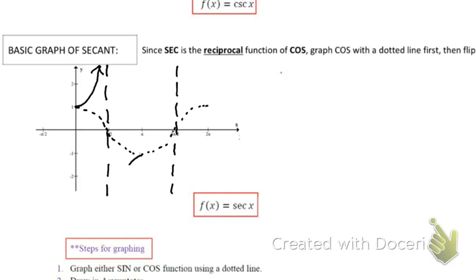Then we go to the negative. Our secant's also going to go in the negative direction, like that. And our final one is going to go up like that. The range is still the exact same, though.